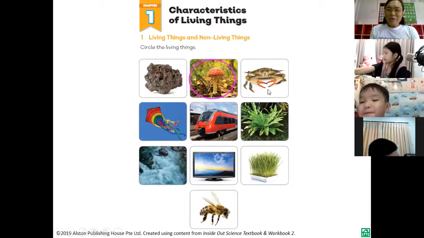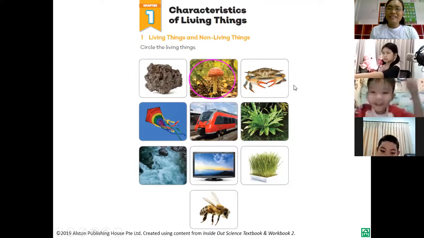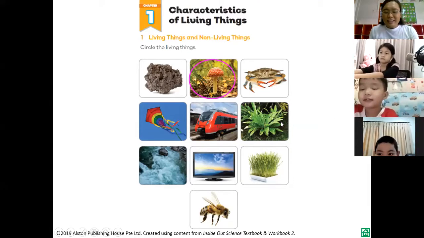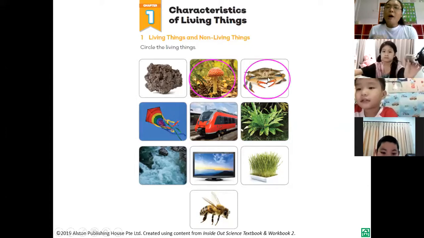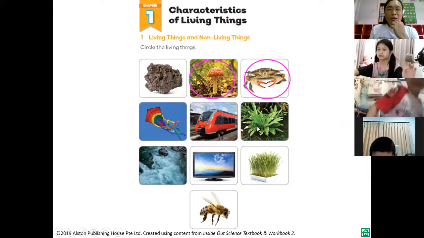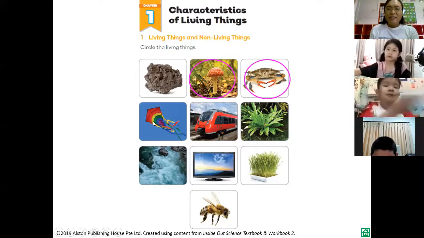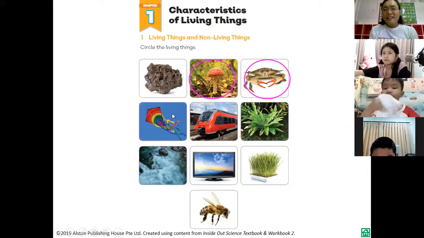Ashita, which one is a living thing? Can you tell me? Let's try. Oh, crab is a living thing. Yes. What about this one? Is it living or not living? What about kite? Kite, is it living or non-living?